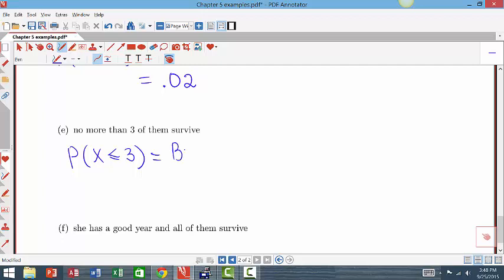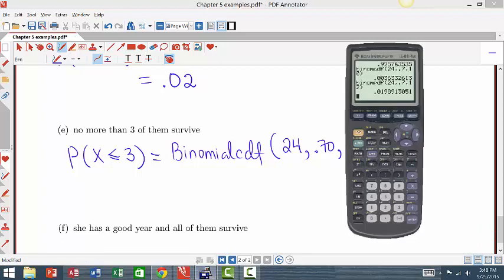Again, here we will be using binomial CDF. Okay, 24 plants planted. 0.7 is the probability of success, and when 0 to 3 survive, let's see what we get. Second distribution, 24 comma 0.7 and up to 3, right? So we should expect a relatively small number.